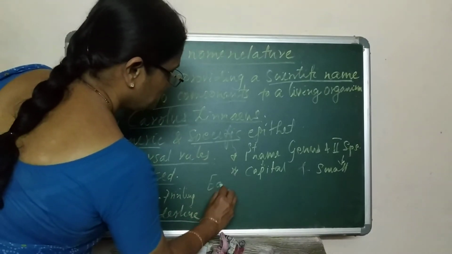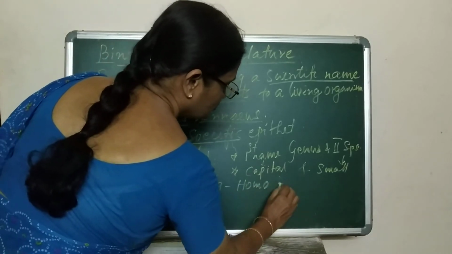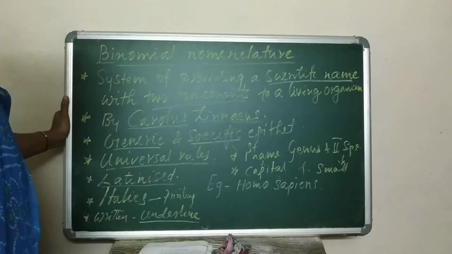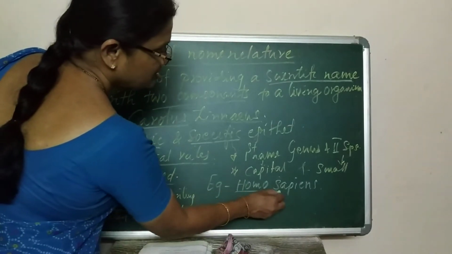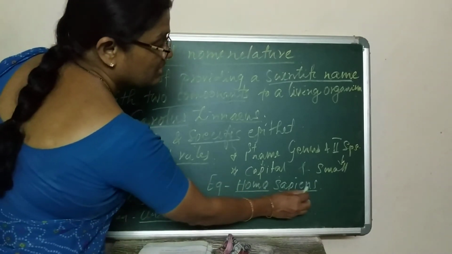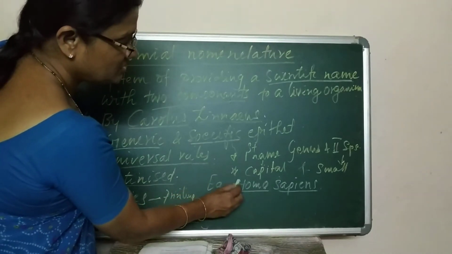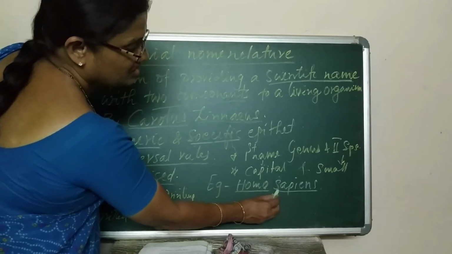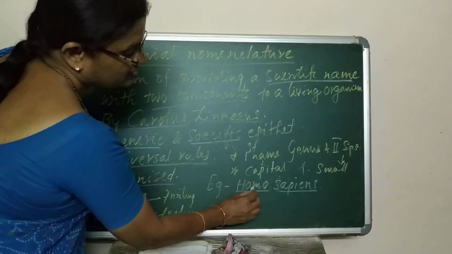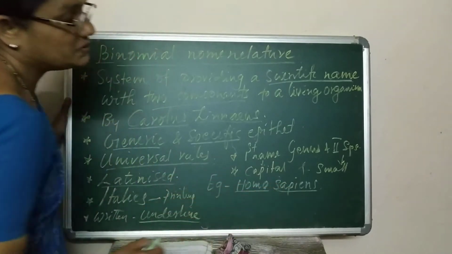Example, Homo sapiens. Homo sapiens is the scientific name of human beings. Here there are two components. The first name, Homo, is the genus name, and sapiens is the species name. Here the genus name starts with a capital letter and the species name starts with a small letter. So every scientific name mainly consists of two components, a genus name and a species name.